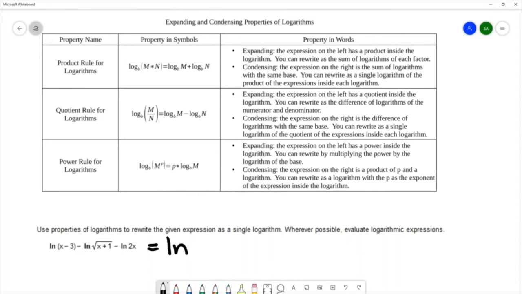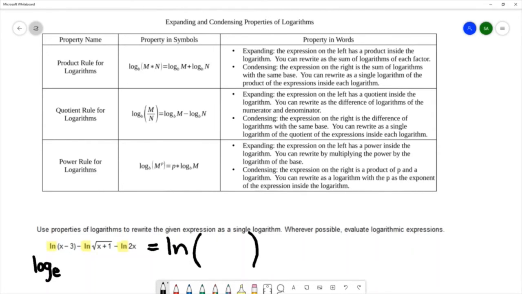So one thing that you need to be sure of is that all of the logarithms have the same base. All of these logarithms say ln, which stands for natural log. And natural log is used when you have the natural base of e. So all of these have the meaning of log base e. So since they have all the same base, we are able to condense this to a single logarithm.